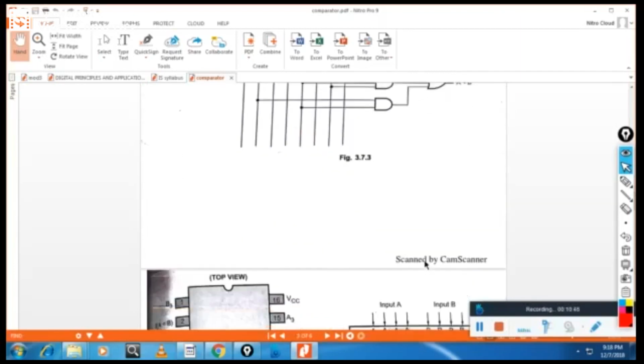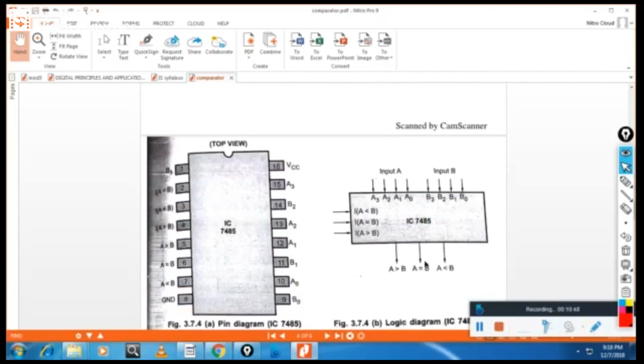So next one is IC 7485. 7485 IC is a 4-bit comparator. Here you can see 4 bits A0, A1, A2, A3, B0, B1, B2, B3. Depending on the comparison, it can give output A is greater than B, A is equal to B, A is less than B. And it has also got input.